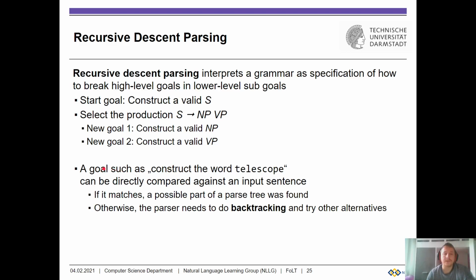The lowest-level goals, such as construct the verb telescope, can be directly compared to the input sentence. So we check whether we have a match, and if we have a match, then a possible part of a parse tree was found. For example, we can complete our noun phrase. Otherwise, if there's no match, if we cannot explain the data at the bottom, we need to do backtracking. So that's what's called backtracking. We try out other options.